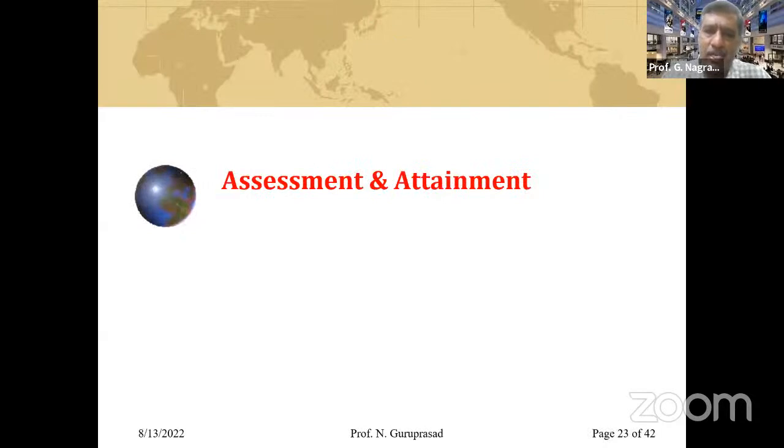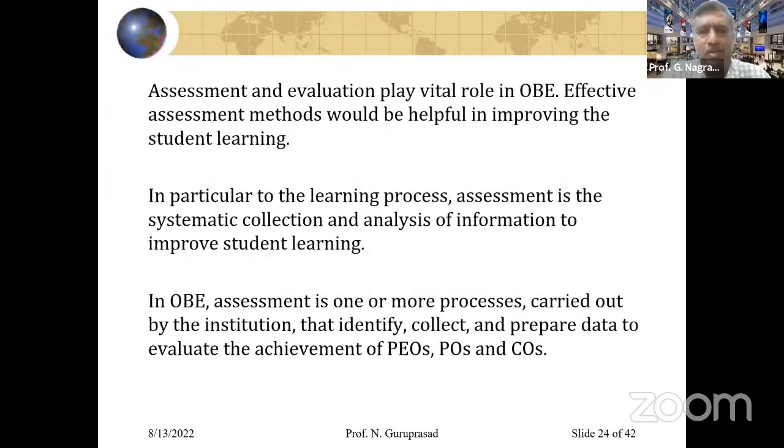Coming to assessment and attainment, as I told you, assessment and evaluation play a vital role in outcome-based education. Effective assessment methods help in improving student learning. Assessment is a systematic collection and analysis of information to improve student learning. In OBE, assessment is one or more processes carried out by the department, by the institution, and in fact by professors, to prepare data to evaluate the achievement of 3 things: course outcomes, program outcomes, and program educational objectives.